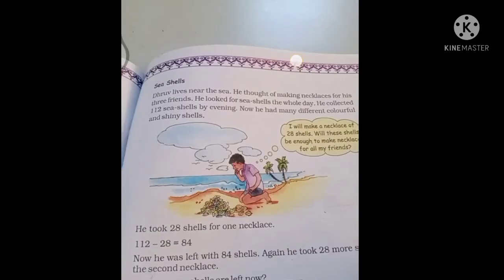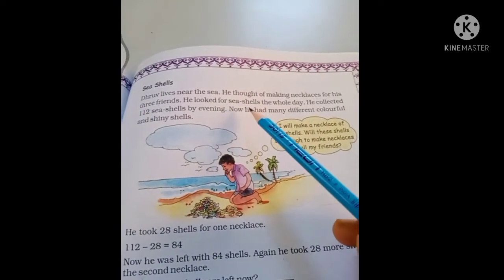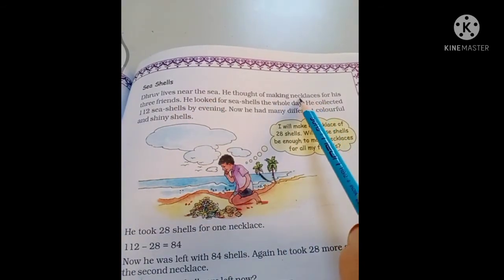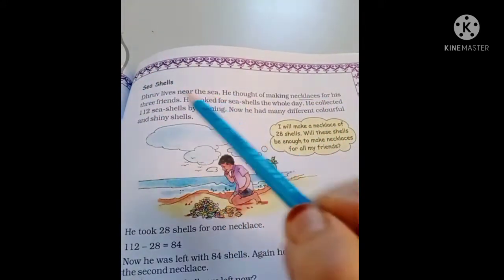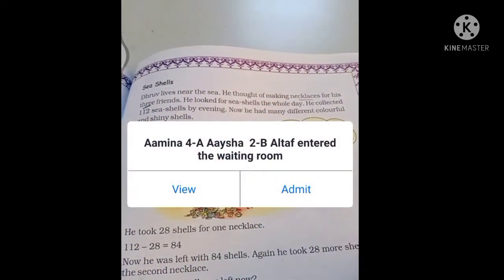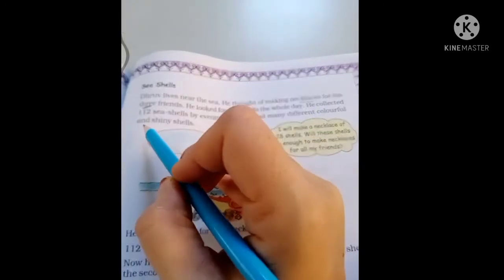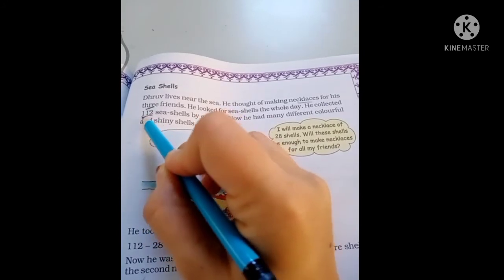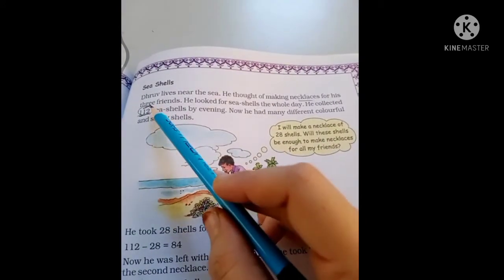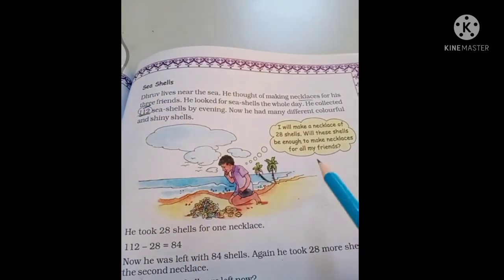So let's see, students. Okay students, here Drew lives near the sea and he thought of making a necklace for his 3 friends. What is he doing? He is making a necklace for his 3 friends. Remember this, students, 3 friends. Now he looked for seashells the whole day and he collected, see here students, 112 seashells. How many total did he collect? 112. Now he has to use the 112 seashells to make necklaces for the 3 friends.